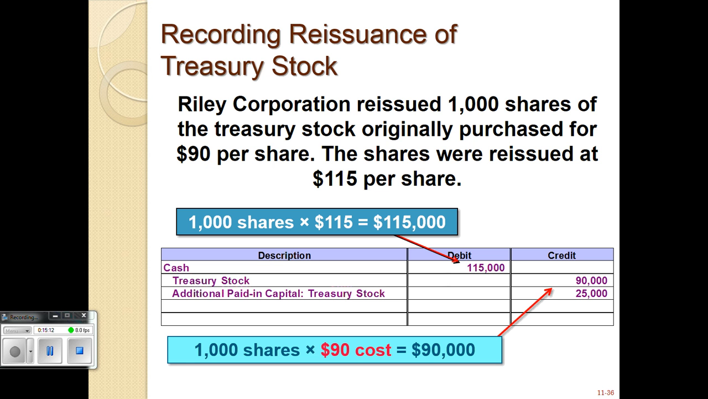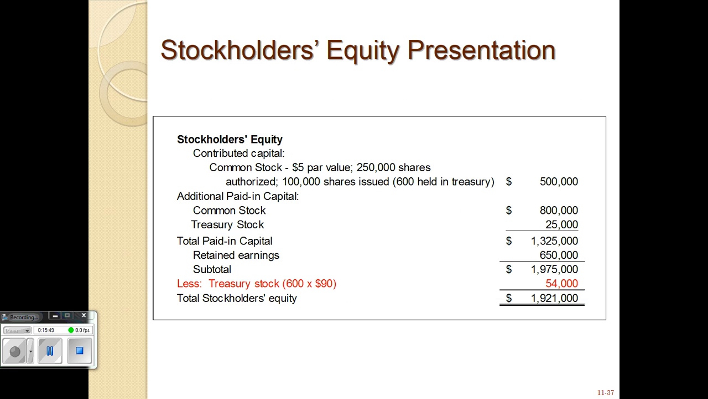Now, if they sold the shares, they sold the shares for $115 per share. They sold 1,000 at $115 per share. Notice what my journal entry looks like for this. I have to put the cash in my account for 115 grand, 1,000 shares at 115. I've got to get it out of my treasury stock at what I put it in there for. So that's going to be at the $90 cost. And the profit, in this case 25 grand, is going to go into additional paid in capital, treasury stock. And I will probably have to report that and pay taxes on that.